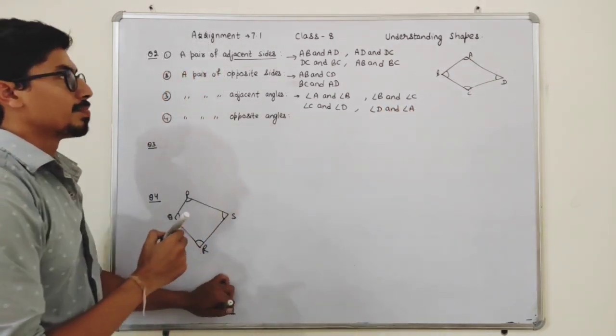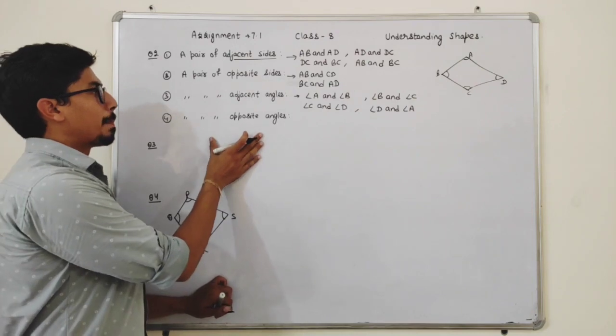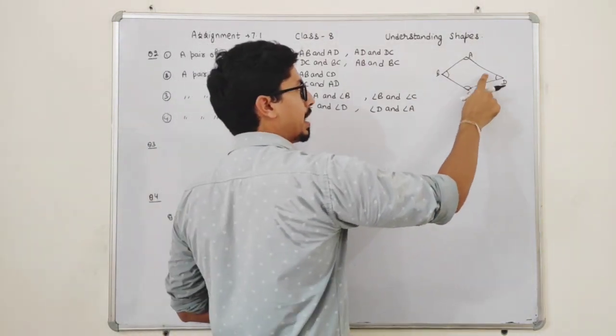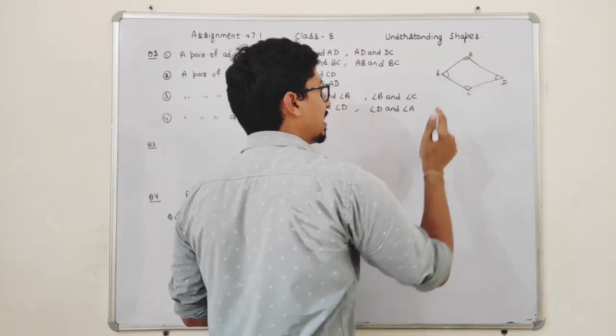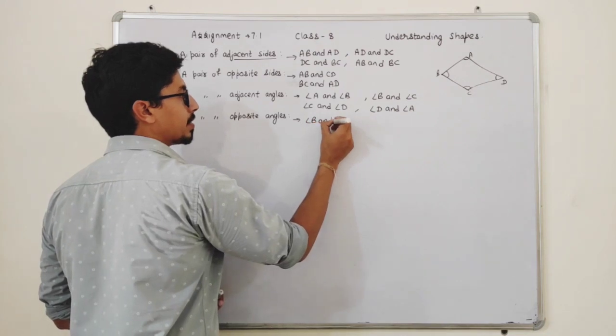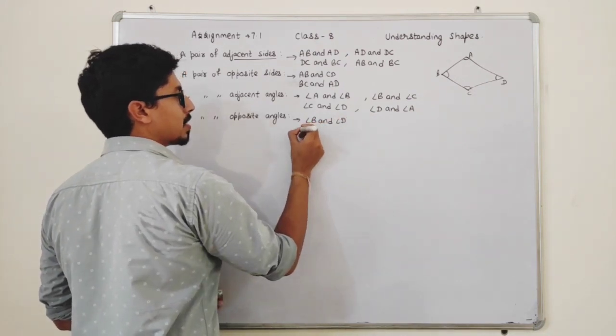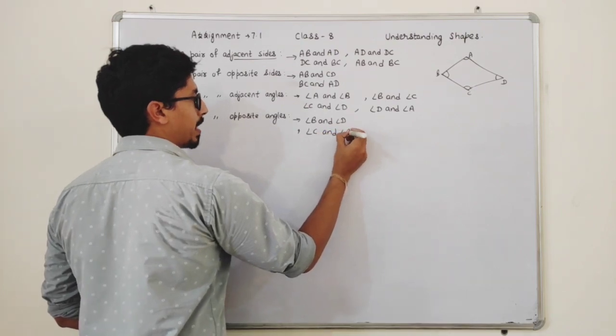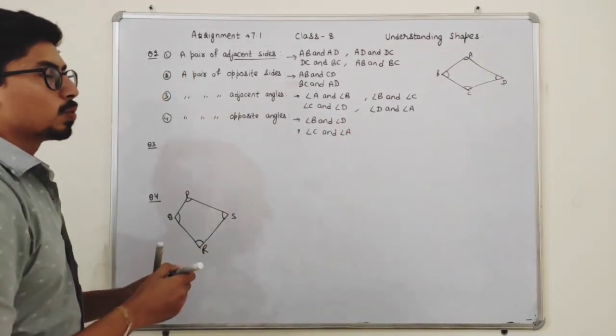Okay, students. Now, a pair of opposite angles, that means angles that are opposite to each other. See, B and D are opposite to each other, and A and C are opposite to each other. So angle B and angle D. Second is angle C and angle A.